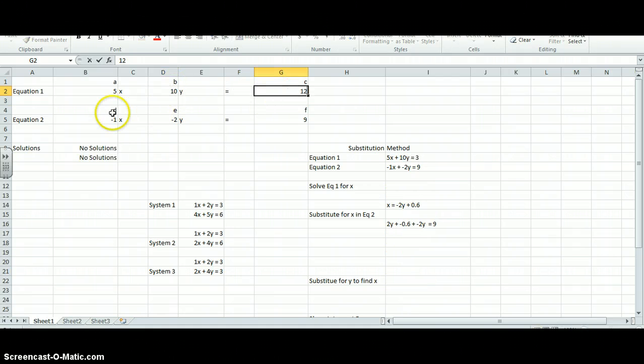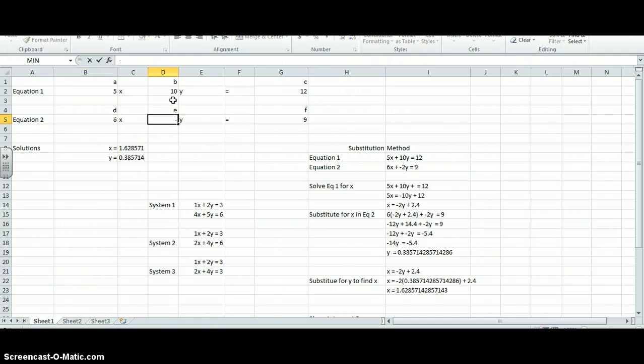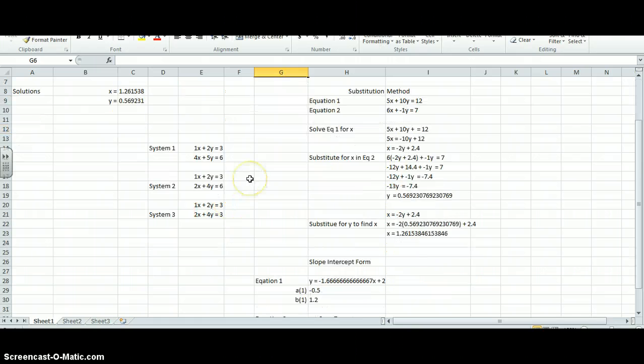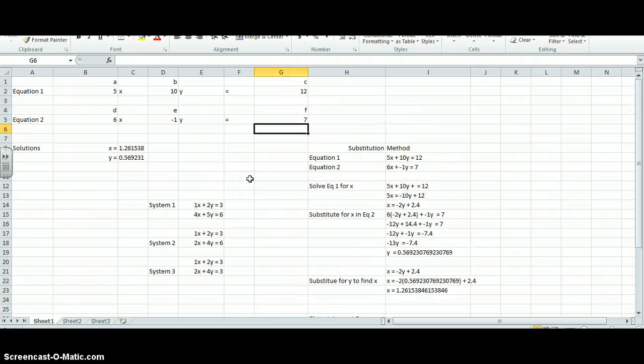And then yeah, I'll just type in a random example, 5, 10, 12, so 6, negative 1, 7. Alright, so now, yep, this is just a random example, and it gives me my y value and my x value. So hopefully that shows everything I wanted it to.